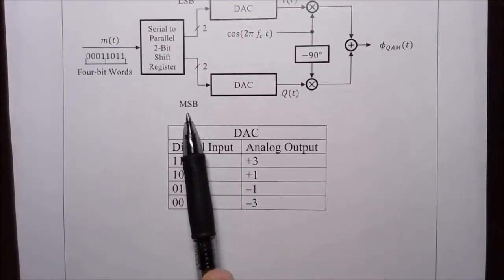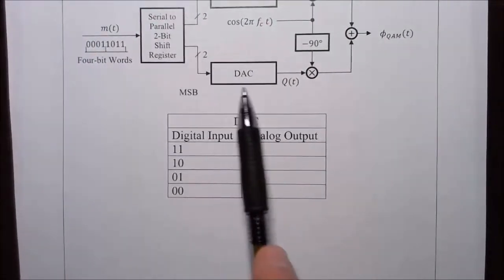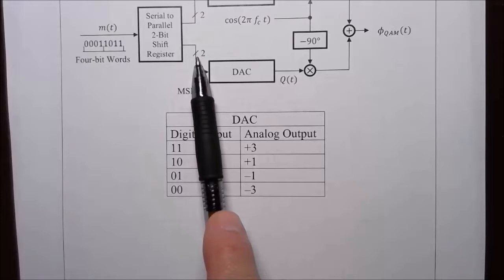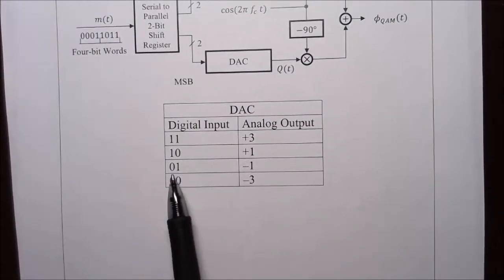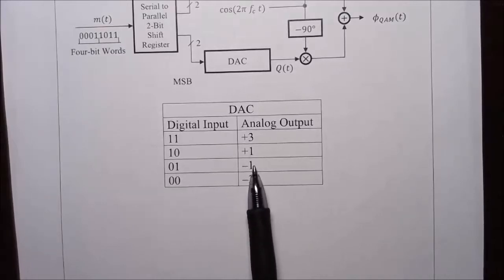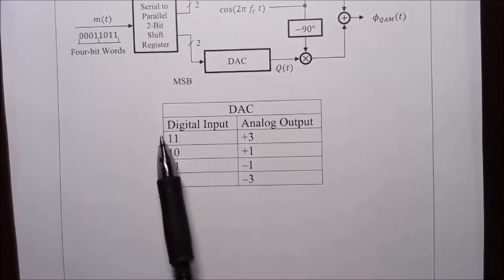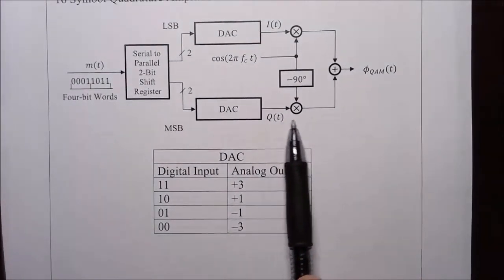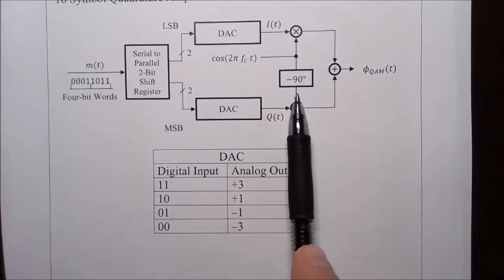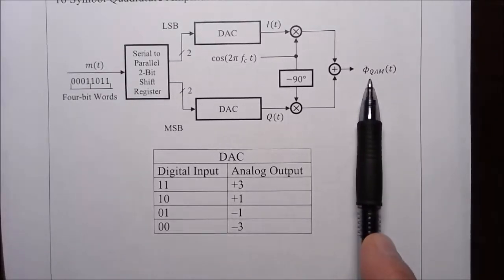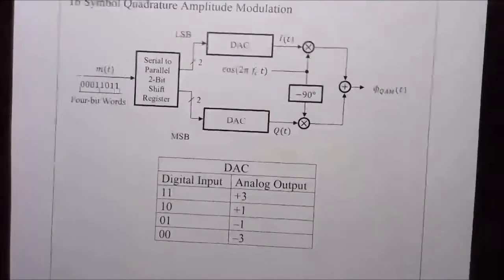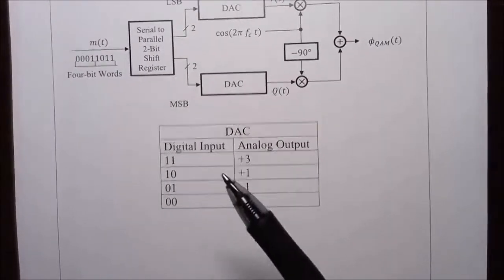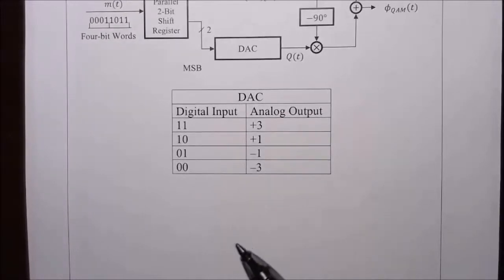The more significant bits go through the quadrature mixer, using the same digital to analog converter with 2 bits. There's 4 possible inputs: 0, 0, which maps to -3, 0, 1 maps to -1, 1, 0 maps to +1, and 1, 1 maps to +3. And then that is the quadrature signal, which is then mixed with the quadrature carrier and added to form a quadrature amplitude modulated signal. And the amplitude will be clearly modulated in this signal. It wasn't with the other phase shift keyed signals.